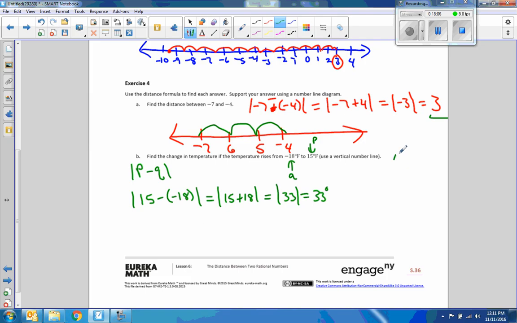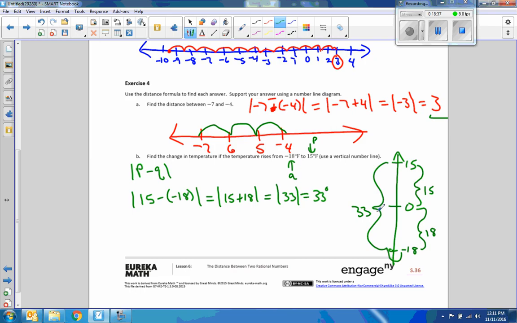If I use a vertical number line, 0 is here, okay, then we're going to go from 15 degrees to negative 18 degrees. And in order to do that, the easiest way would be to say, well, this is a distance of 15, and this is a distance of 18. And the whole thing is 18 plus 15, which is 33. And that would be a vertical.